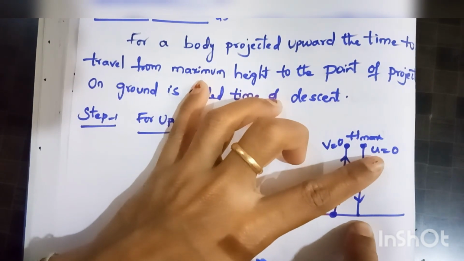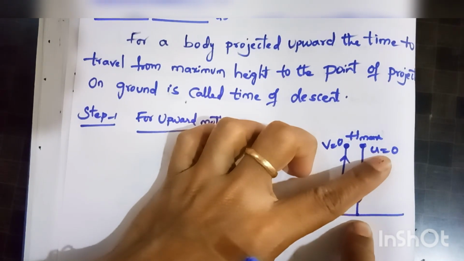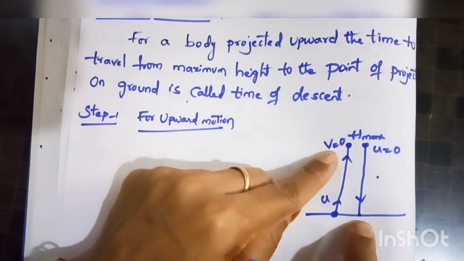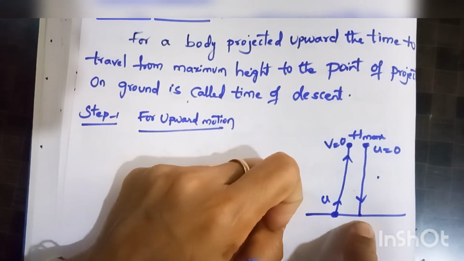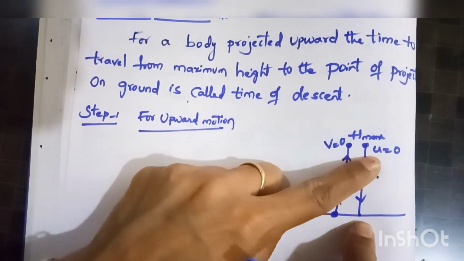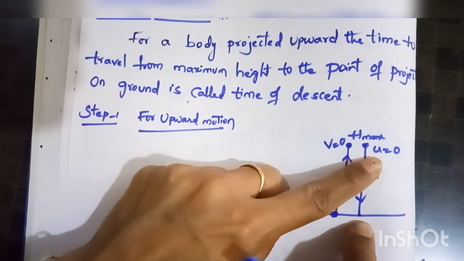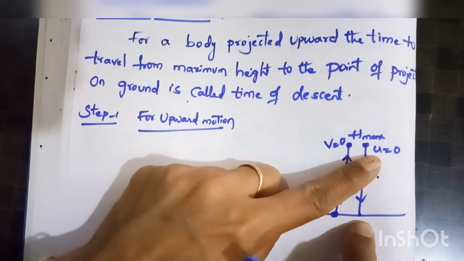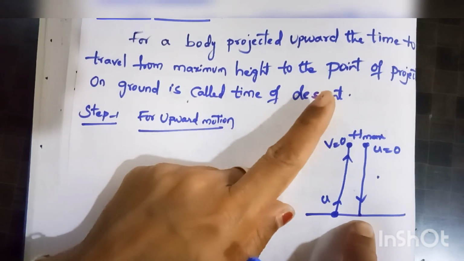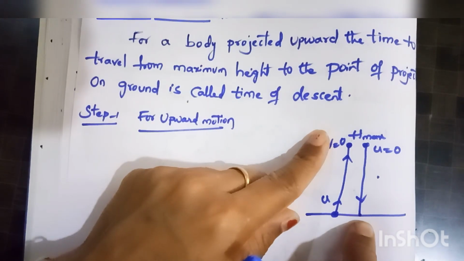When the object is freely falling from the maximum height, the initial velocity will become 0. As you all know, for a vertically projected upward body, the final velocity will become 0 at maximum height. For a freely falling body, the initial velocity is 0, a equals to g, s equals to h. For a vertically projected upward body, when it reaches the maximum height, the final velocity will become 0, a equals to minus g, s equals to h.